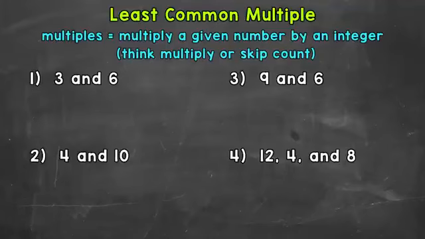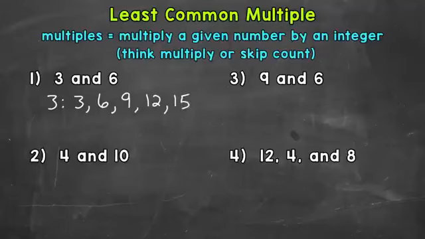So let's jump into number 1, where we have 3 and 6. Let's start with some multiples of 3. And remember, think multiply or skip count. So let's write the first 5 multiples of 3, and then we'll go from there. So 3 times 1 is 3. 3 times 2 is 6. 3 times 3 is 9. 3 times 4 is 12. 3 times 5 is 15. So I'll stop there, and then we'll write some multiples of 6 and see if we have any in common.